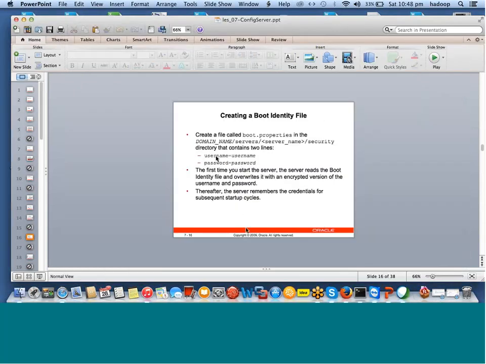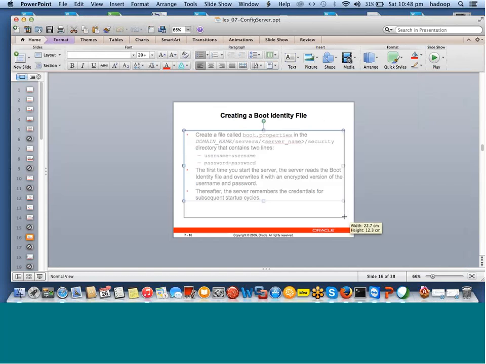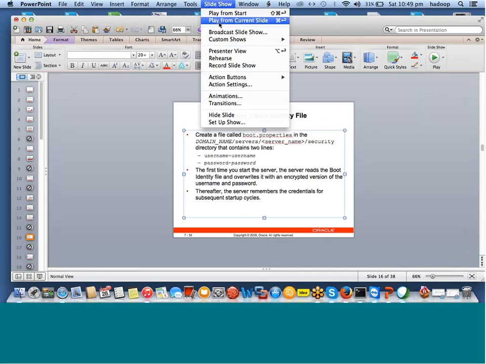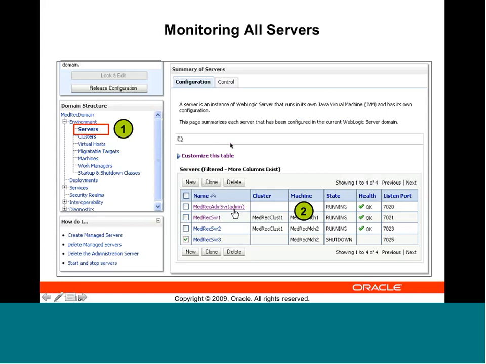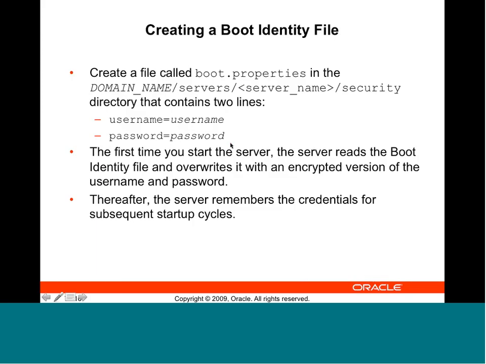Okay, fine. So the first time you start, the server reads the boot identity file and overrides it with an encrypted version of the username and password. Thereafter, the server remembers the credentials on subsequent startup cycles. So you need not bother about specifying the user ID and password every time you start. Nobody can read it, because the first time it starts, it encrypts the password. So again, if you need a different one, then you have to delete this file, stop the domain, and then specify again. Okay.